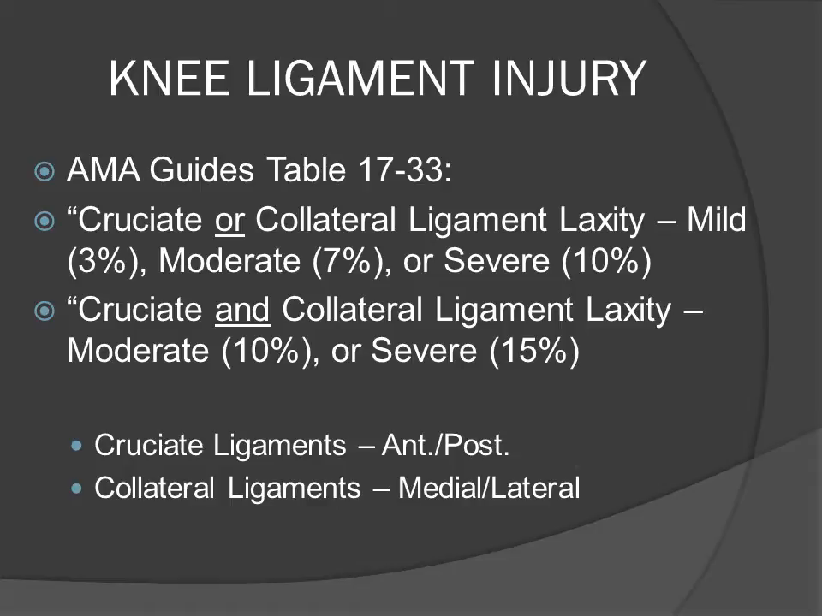Well, anyway, with the unhappy triad injury, that involves injury to 3 structures. That's why they call it the triad. It involves injury to the medial collateral ligament, the medial meniscus, and then also the anterior cruciate ligament. So that's an example of a type of injury that could cause ligamentous laxity to both the cruciate and collateral ligaments, thereby qualifying for the higher levels of permanent impairment. Isolated injury to either the cruciate or the collateral ligaments qualifies for a lower level of permanent impairment.